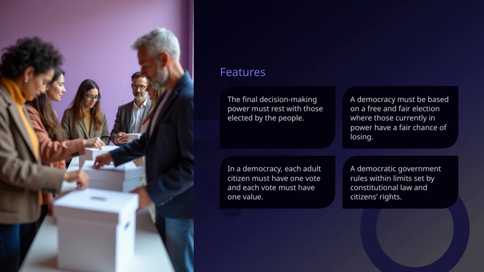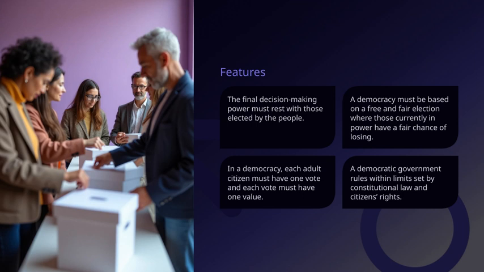First, the final decision-making power must rest with those elected by the people. This means that the ultimate authority comes from the citizens themselves, not from any other source. Next, in a democracy, every adult citizen is entitled to one vote, and each vote carries equal weight. This ensures fairness and equality in the political process. It's also crucial that democracy is built on free and fair elections. This means that those currently in power should have a genuine chance of losing, which keeps leaders accountable and maintains the integrity of the system.